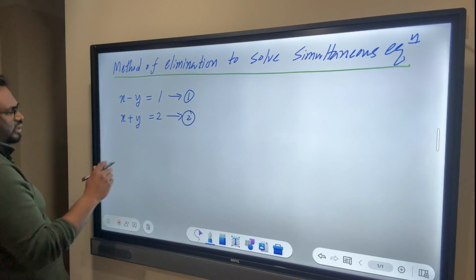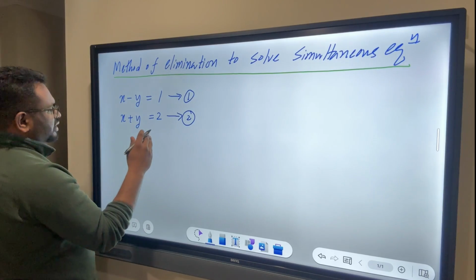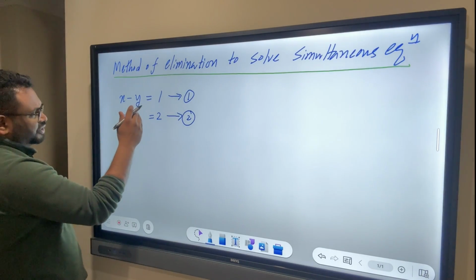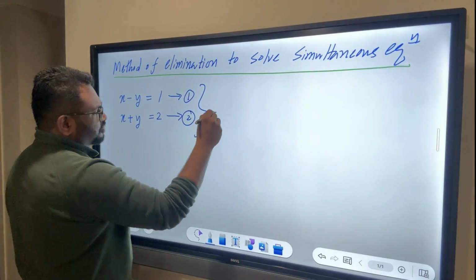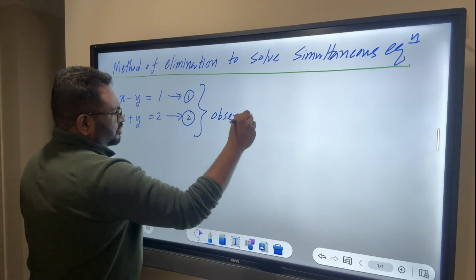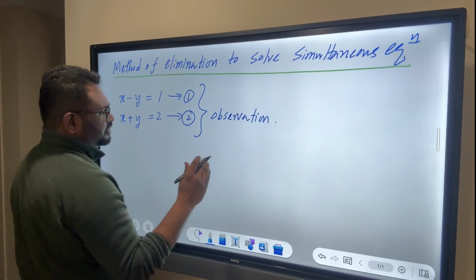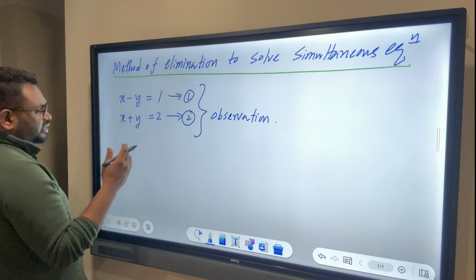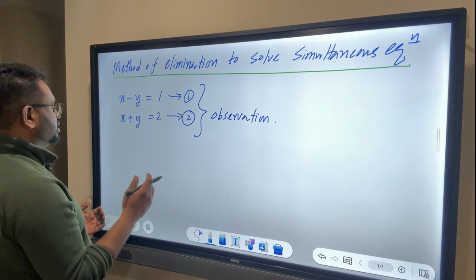Now, elimination means we are going to get rid of one of the variables here. If you observe, observation is very important. Through observation we are going to construct, if they are not actually matching, we are going to construct.